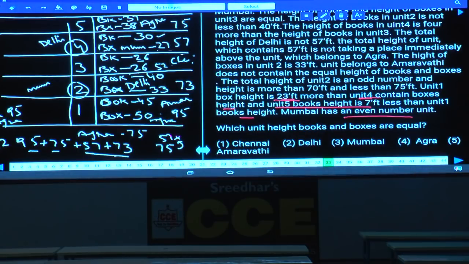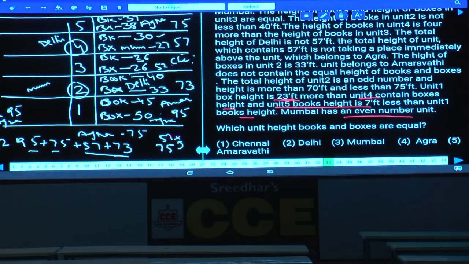Yes, write down this arrangement. Unit 5, books 37, box is 38, and it is to Agra, and the total is 75. Unit 4, books 30, boxes 27, sum is 57, and it is for Mumbai. And unit 3, books 26, box is 26, and the total is 52, and it is to Chennai.